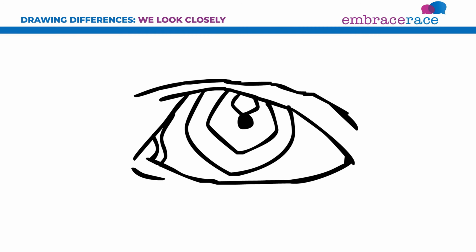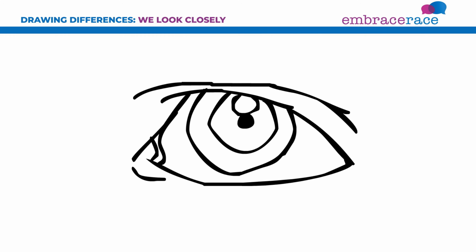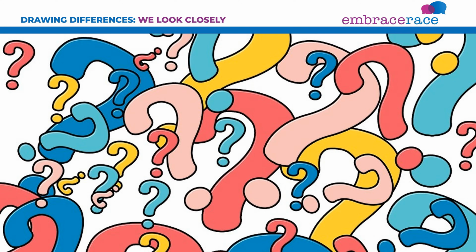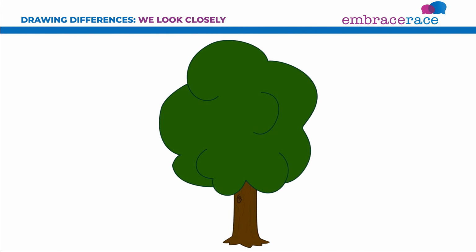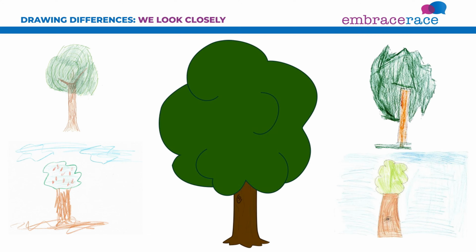Let's start by closing our eyes and picturing a tree in our minds. What do you see? You might have pictured something that looks like this. This is often what kids and even adults draw when asked to make a picture of a tree. The drawings usually look similar, which is strange because this is not what all trees look like.